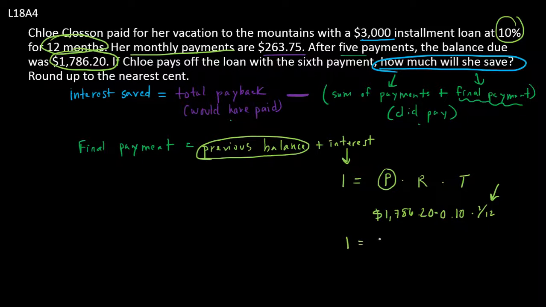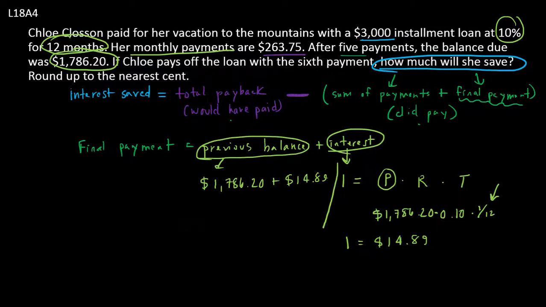And we get interest is equal to $14.89. So that's what we plug in for interest here. We also know that our previous balance is $1,786.20. We add that to our interest, $14.89. And we get that her final payment was equal to $1,801.085. Notice that I'm not rounding off this 5.